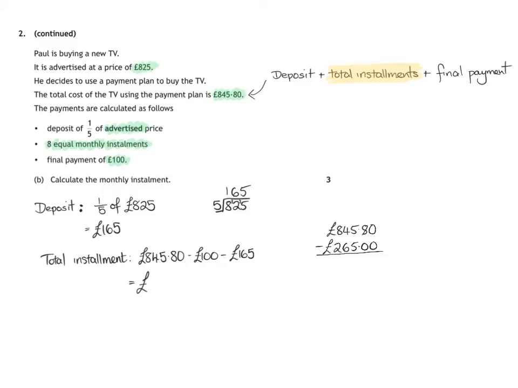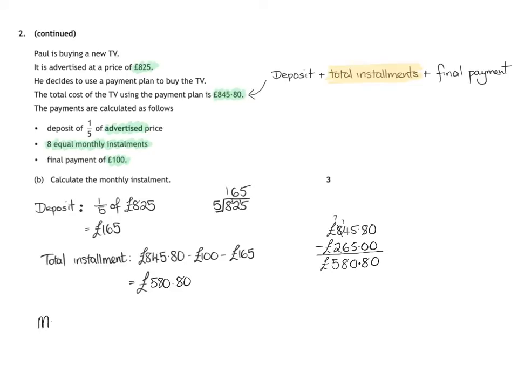So 0 take away 0, 0, 8 take away nothing, 8, 5 take away 5, nothing, 4 take away 6, negative 2. So in this case we don't want a negative 2, but we could have negatives, we're just not with this. So we need to break the 800 down, and it becomes 710 tens. So we make the 8 a 7, bring a 1 over. So then we can do 14 take away 6, which is 8. And then we can do 7 take away 2, which is 5. So we get £580.80 for all our instalments together.